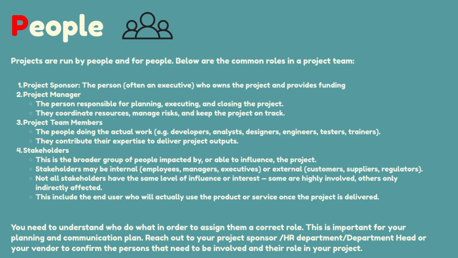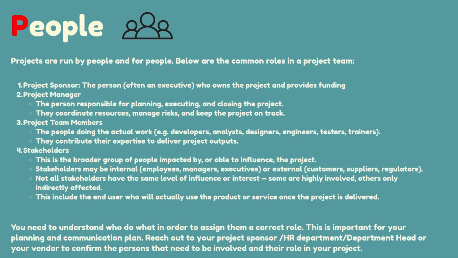3. Project team members, the people doing the actual work. For example, developers, analysts, designers, engineers, testers, trainers. They contribute their expertise to deliver project outputs. 4. Stakeholders. This is the broader group of people impacted by, or able to influence, the project. Stakeholders may be internal employees, managers, executives, or external customers, suppliers, regulators.